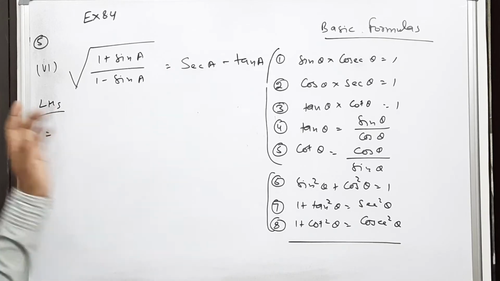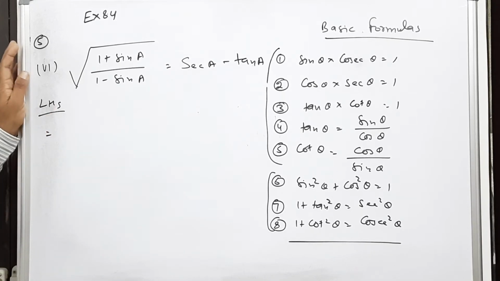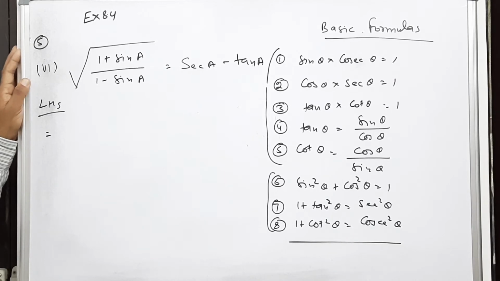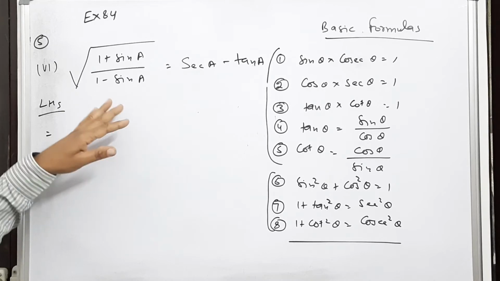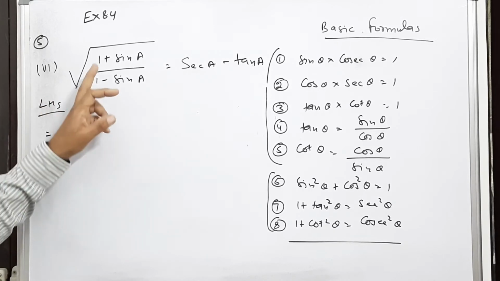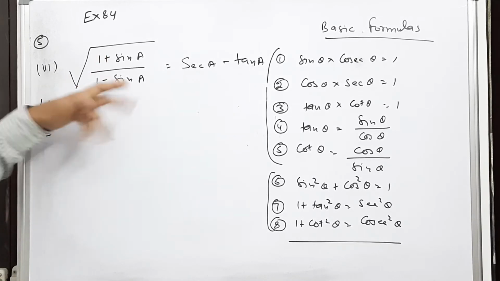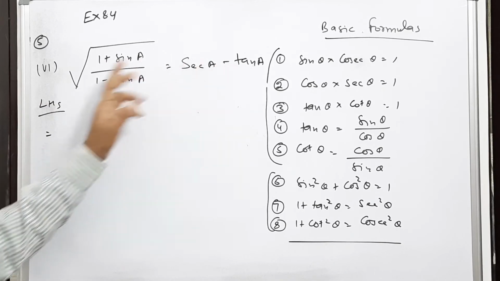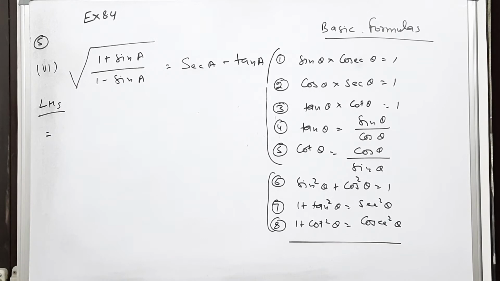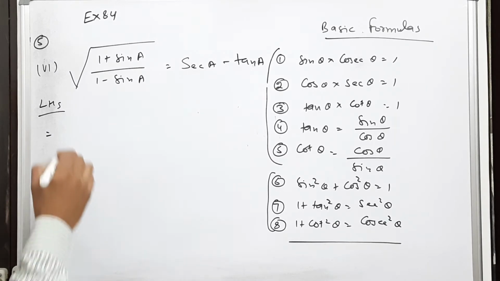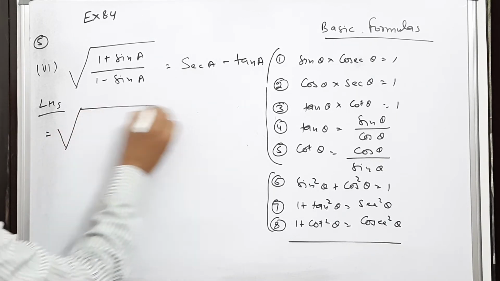Yes, now see the next problem. It is root of 1 plus sin A upon 1 minus sin A, and we have to get sec A minus tan A. This problem is very important because there can be 4 sums. This is plus here, minus here, it can be reverse. Then it will be reversed here, and 1 plus cos, 1 minus cos, and that can also be reversed. So there are 4 and all these 4 have a similar method.